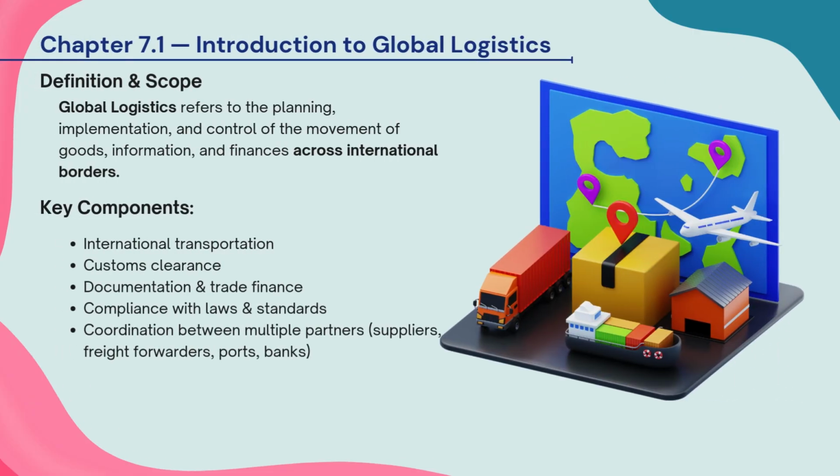This chapter introduces the basics of global logistics, how goods, information, and money move across international borders. Global logistics involves planning, executing, and controlling these flows efficiently. Key components include international transport, customs clearance, and proper documentation. It also requires compliance with global laws and standards, plus coordination with many partners like suppliers, ports, freight forwarders, and banks. Overall, the goal is smooth, timely, and compliant international movement of goods.